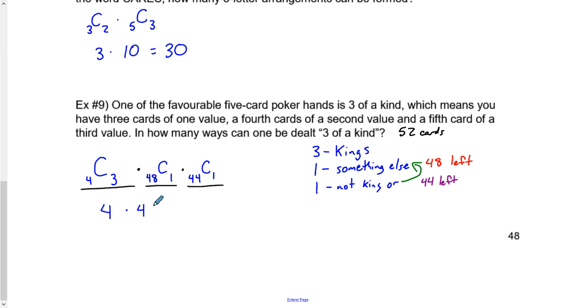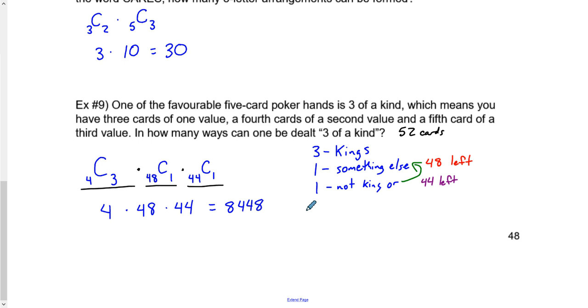48C1 is 48, and 44C1 is 44. So when you multiply it together, there'll be 8,448 different ways of getting a 3 of a kind.